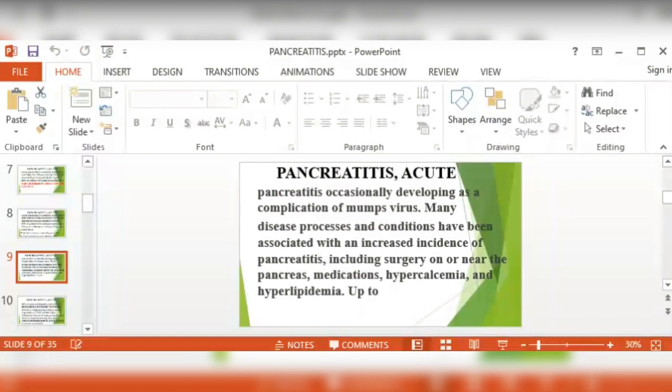So if there is a disease condition of it, which is called mumps, which mostly affects males, then we should start suspecting pancreatitis. So many disease processes and conditions have been associated with an increased incidence of pancreatitis. So if a patient has a history of mumps, or those patients who are diagnosed with pancreatitis, mostly they have a history of mumps or they have the mumps virus in their circulatory blood.